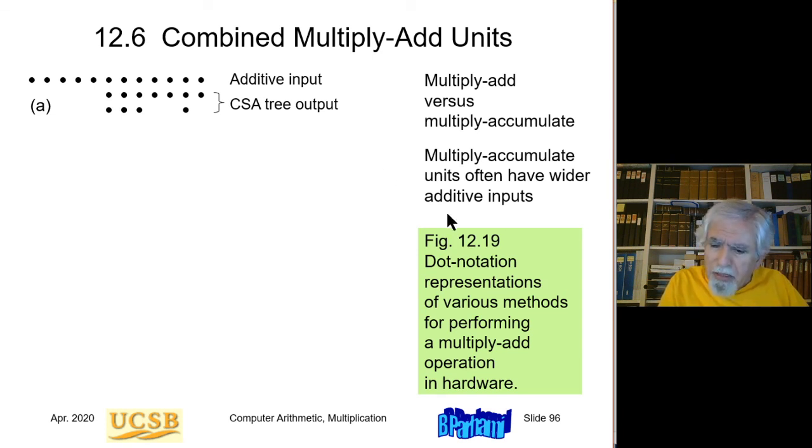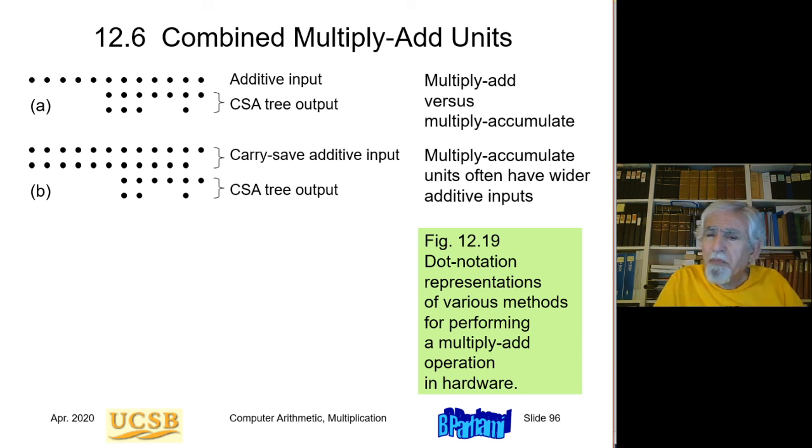Okay, so here's the second idea. Suppose I keep that running total in carry save form. So I'm trying to avoid even that one carry propagate addition. If I keep the running total in carry save form, so there are two numbers representing the running total, and there are two numbers coming out of the CSA tree in the multiplier, I have to add these four things together. So I need two levels of carry save addition. That's it, because the running total is kept in carry save form.